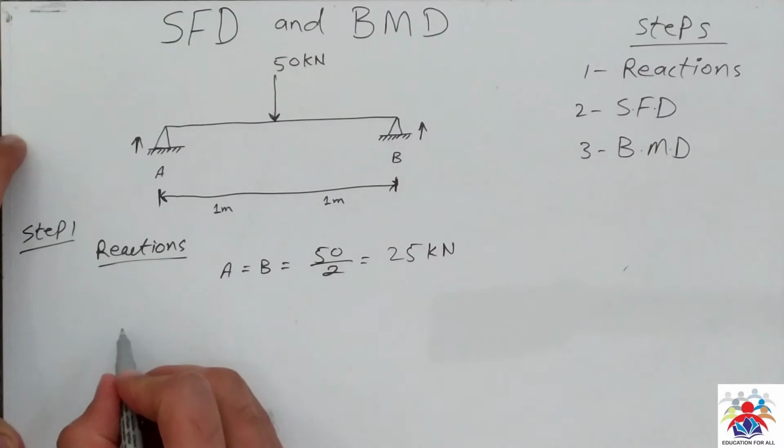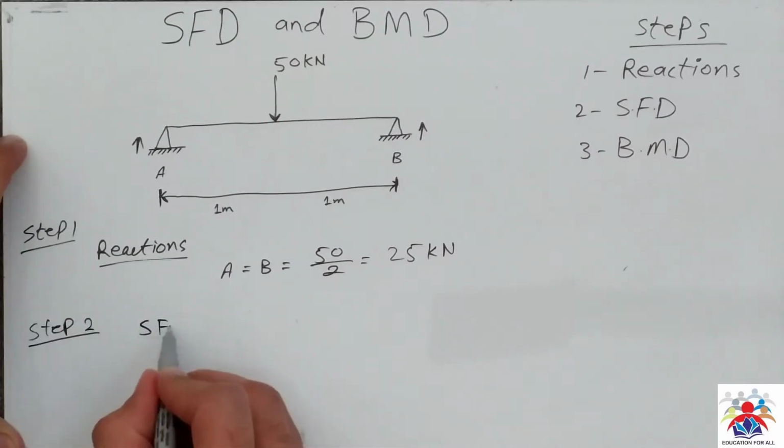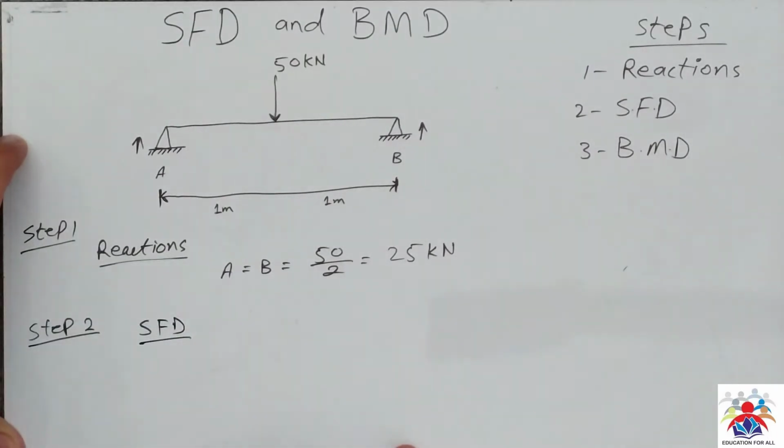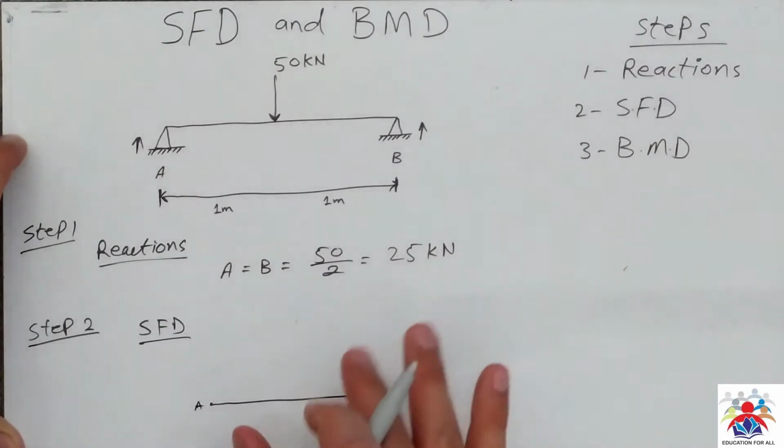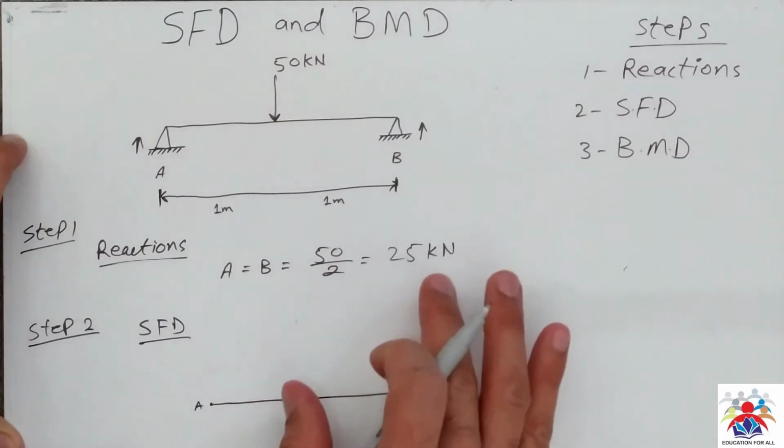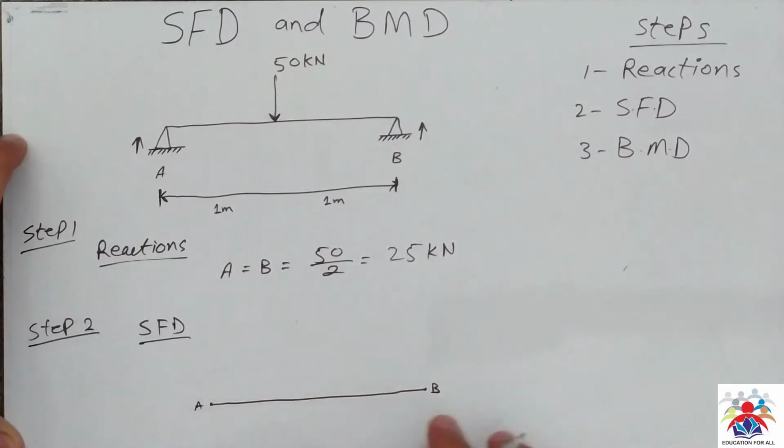Now we have to calculate step 2, the shear force diagram. How to draw the diagram? We have to draw a straight line. This straight line represents our beam. Okay, so we have to see what the reaction at A is. So this is point A, this is point B. As you can see, 25 kilonewton is at point A and 25 kilonewton at point B.